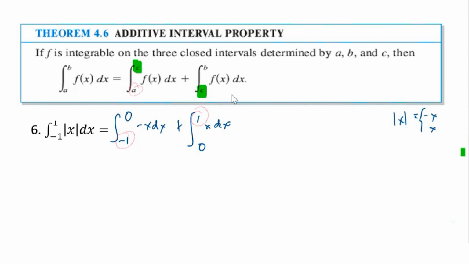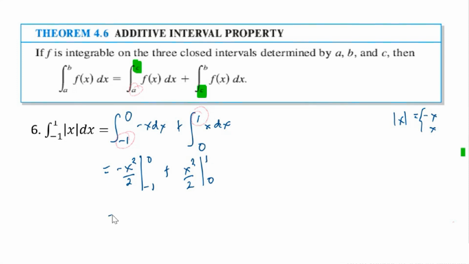Okay, so we have now to solve for this. Let us integrate. The integral of negative x dx can be written as negative x squared over 2, and we are talking here about the first integrand. This will be evaluated from negative 1 to 0, plus, for the second term, the integral of x dx is positive x squared over 2, evaluated from 0 to 1.